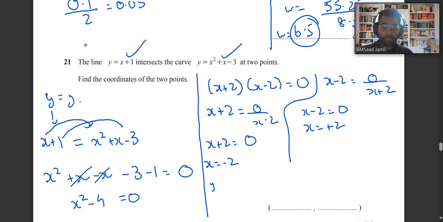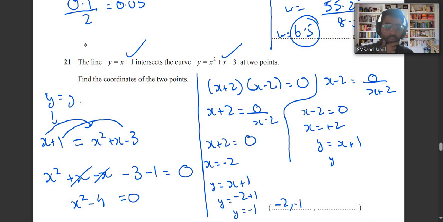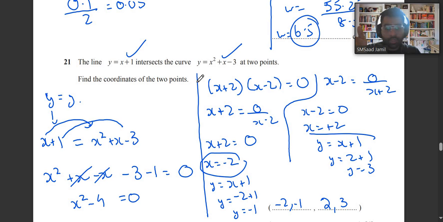Let's plug in. y is equal to x plus 1. Value of x is what? Minus 2 plus 1. y is equal to minus 1. Okay, so the coordinates are minus 2 comma minus 1. And over here y is equal to x plus 1, y is equal to 2 plus 1, y is equal to 3. Over here the coordinates are 2 comma 3. Now some students ask me, but sir, what if we plug in the value of minus 2 in the other equation? You will get the same answer, but don't do it. It's lengthy. Why waste your energy and time? Just put it into the simple equation. Okay.